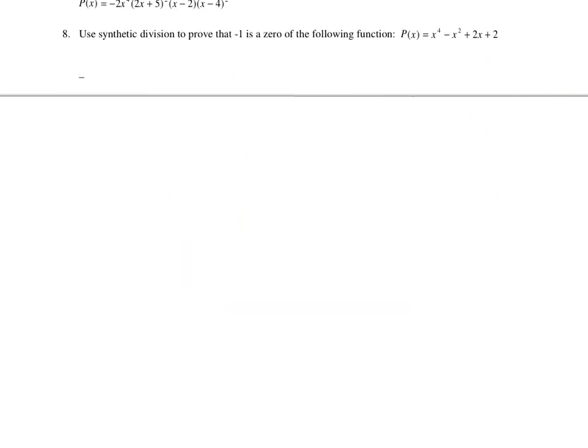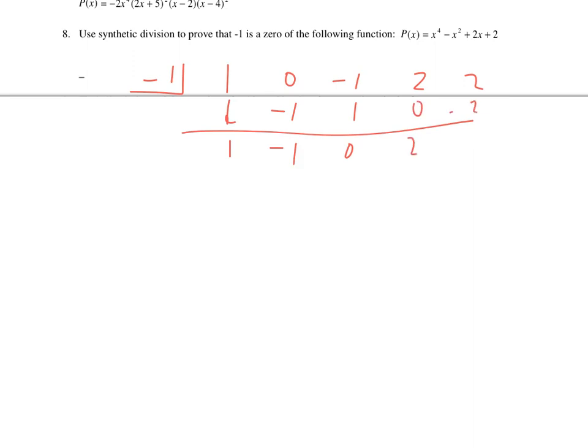All right, next one says use synthetic division, prove that negative 1 is a 0. So put negative 1 in the cupboard. Because it didn't give me the factored form, I'm not going to switch the sign. And I'm going to put 1 there, 0, negative 1, 2, and 2. So I'm going to bring this down as 1, and then negative 1, 1, 0, and then 0, 2, negative 2, 0. And the fact that this is 0 is actually the proof of this.